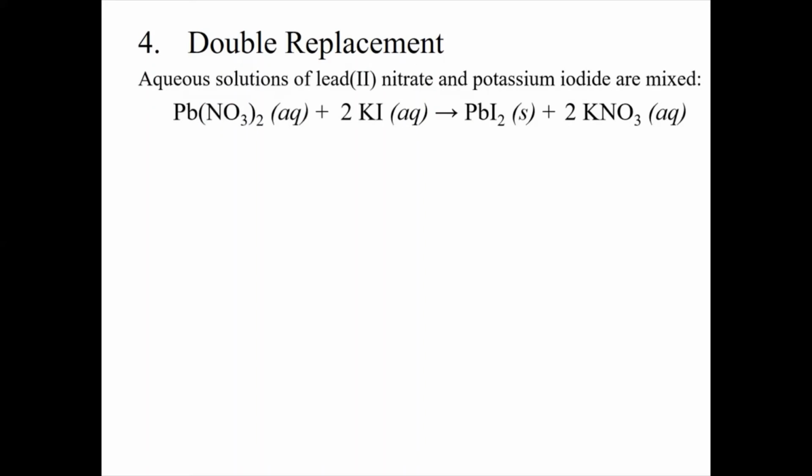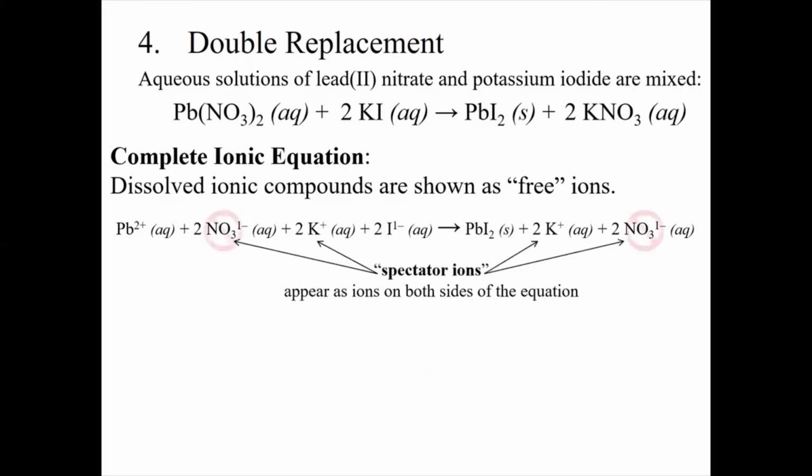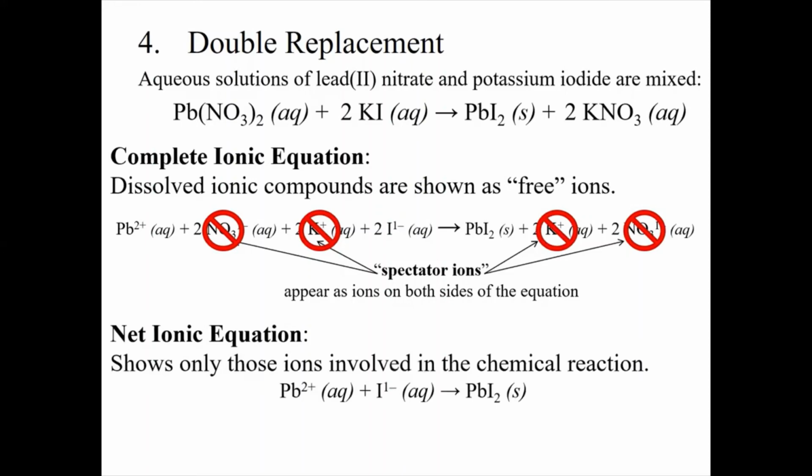Looking back at our first example, aqueous solutions of lead-2 nitrate and potassium iodide are mixed. Oftentimes, double replacement reactions are written as a complete ionic equation. This shows all the dissolved ionic compounds as free ions. Any ion that appears on both sides of the equation is called a spectator ion. They do not participate in any of the chemistry. They stay dissolved as ions in water. The net ionic equation shows only those ions involved in the chemical reaction.